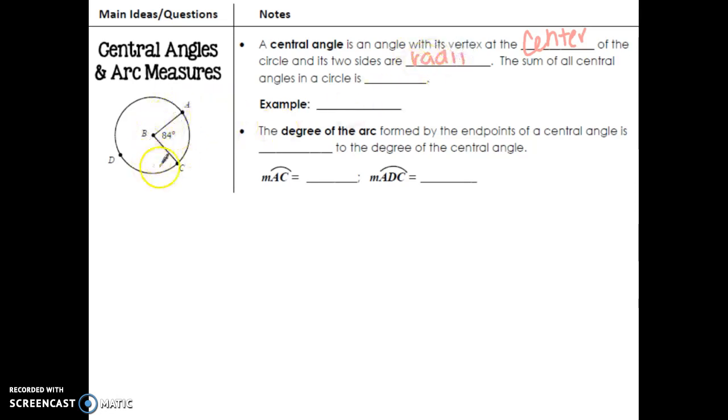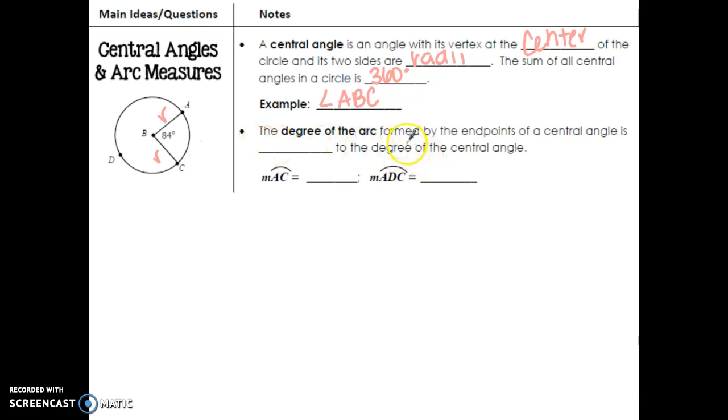So if we're looking at our example here, here's one radius, here is another radius. And the sum of all central angles in a circle is 360 degrees. So all the angles do have to add up to 360. So here, an example of a central angle is actually angle ABC.